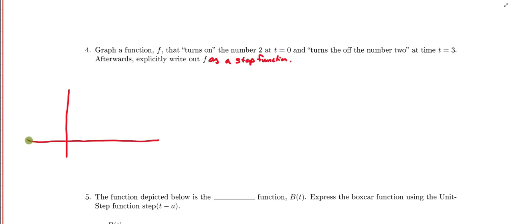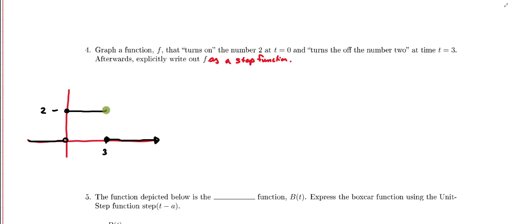We want it to read a 0 until we get to time t equals 0, in which case it'll be turned on, and we want it to actually display the value 2, which is different from before, and then we want to turn it off at time t equals 3 so that it continues to return a 0 from 3 on.